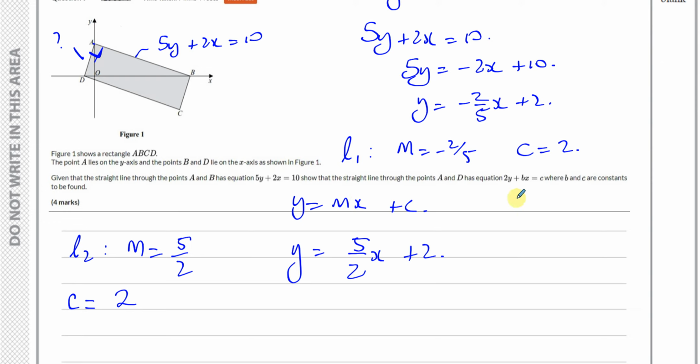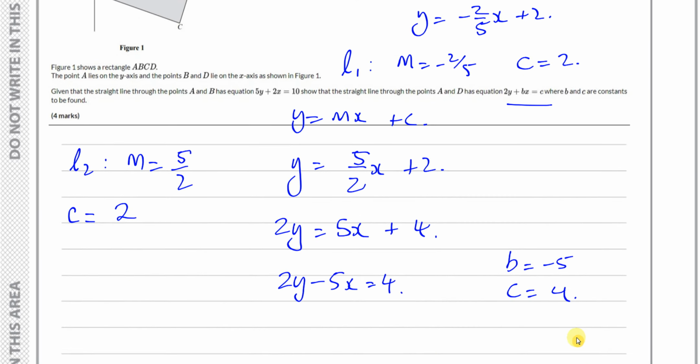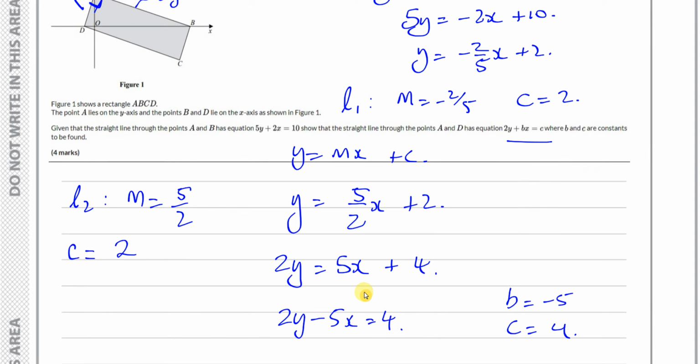Okay, and we want it in this form, so we've got to multiply everything by 2. So you have 2y equals 5x plus 4. Multiply everything by 2: this will become 2y, 5x will become 5x, and 2 will become 4. And we want the x and the y term on one side together. So 2y minus 5x equals 4. So we can say b is equal to negative 5 and c is equal to 4. And there we have it. Answer the question. Okay, so this is the equation in that form that they wanted.